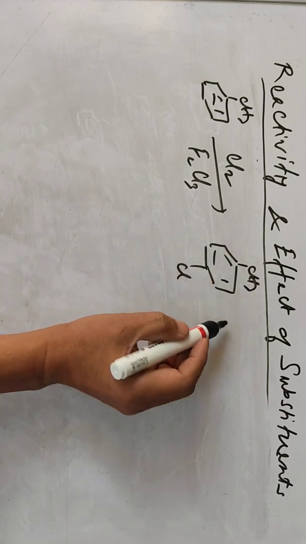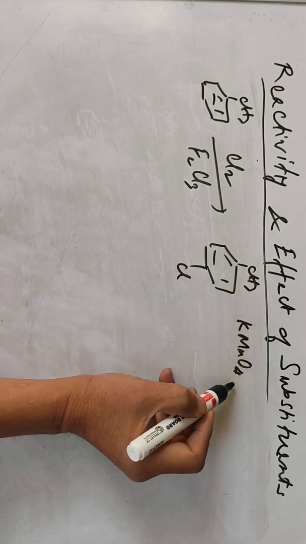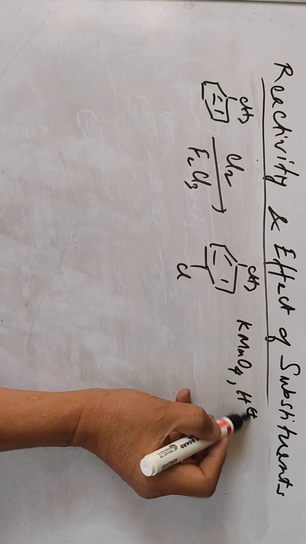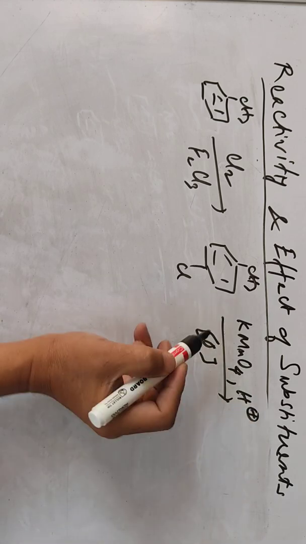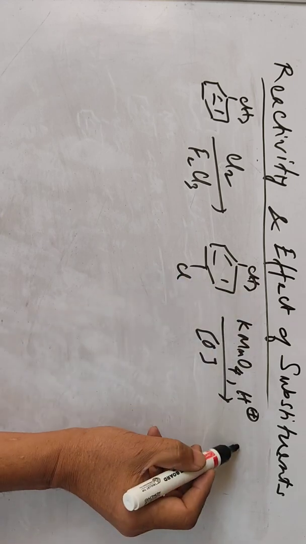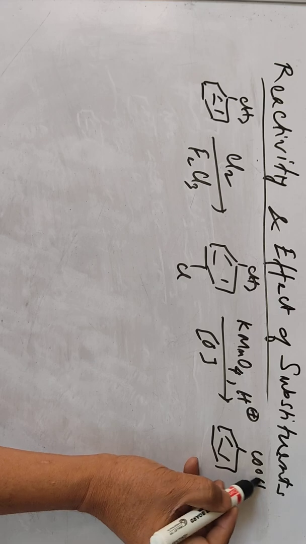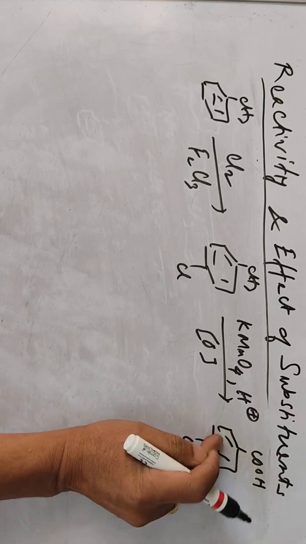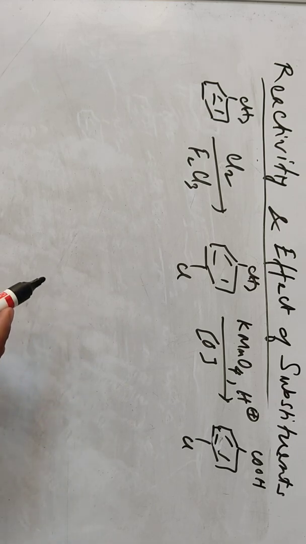and then KMnO4 oxidation in the presence of acid and heat. Then the methyl group will be oxidized to the acid. This is a very difficult way to get the ortho-chlorobenzoic acid and para-chlorobenzoic acid.